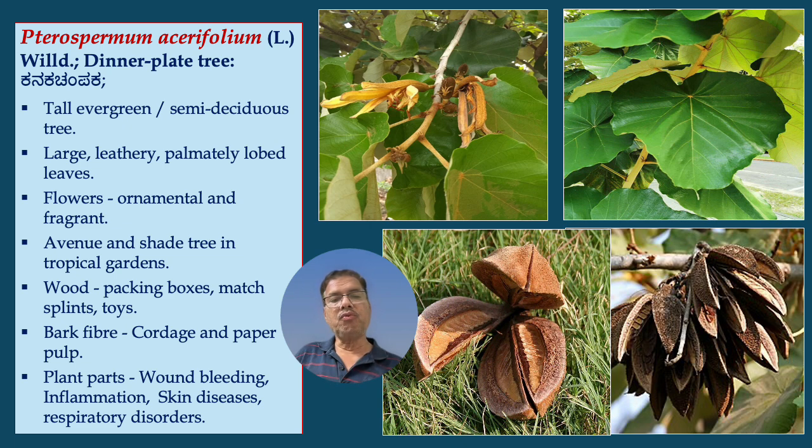Economically, it is valued for its light and soft wood used in making packing boxes, match splints, toys, and low-grade furniture. Its bark fiber is also locally used for cordage and as paper pulp. The leaves, bark, and wood are used in the treatment of wounds, bleeding, inflammation, skin diseases, and respiratory disorders.